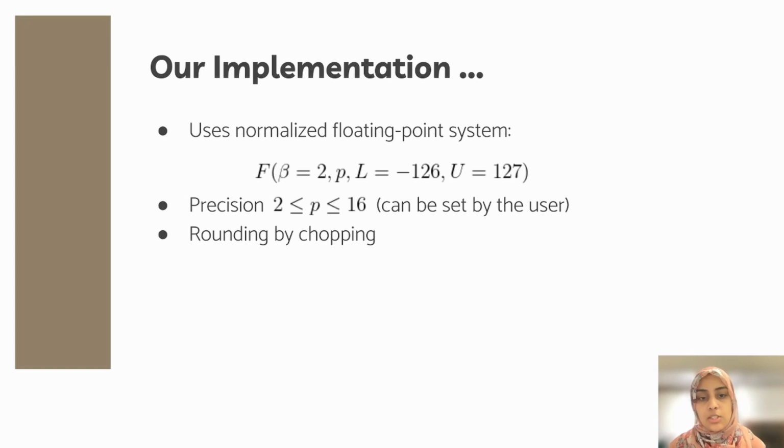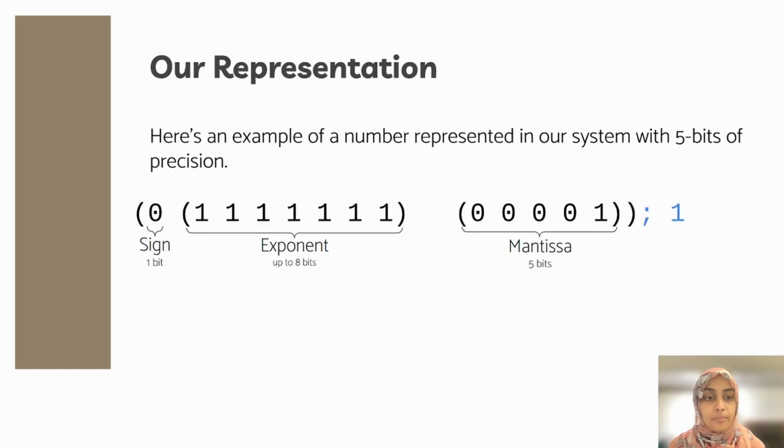In our implementation, we use the following settings. The precision is a global constant that can be between 2 and 16. For simplicity, we use rounding by chopping and do not allow denormalized numbers. We represent a number in our system as a list with 3 elements, taking inspiration from the IEEE standard: a sign bit, an exponent, and a mantissa. Here, the exponent and mantissa are represented as a base 2 little endian representation of natural numbers. We actually use Oleg Kiselyov's Relational Natural Number Arithmetic library as helpers.